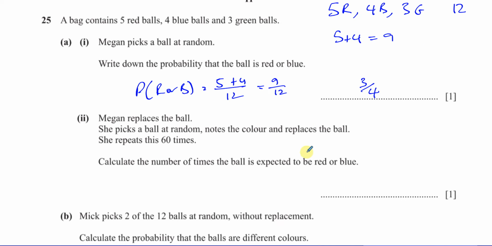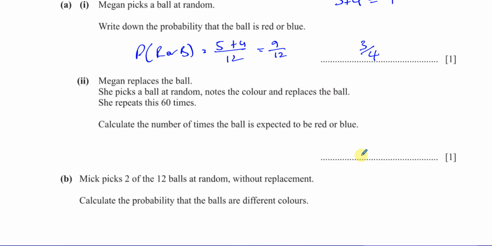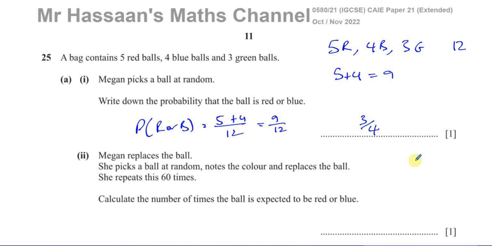So Megan replaces the ball. She picks a ball at random, notes the color, and replaces the ball. So basically, Megan puts that ball back, the one that she picked that could have been red or blue, right? That's the probability of being red or blue. And then she picks a ball at random. She notes the color and replaces the ball back. She repeats this 60 times. So calculate the number of times the ball is expected to be red or blue.